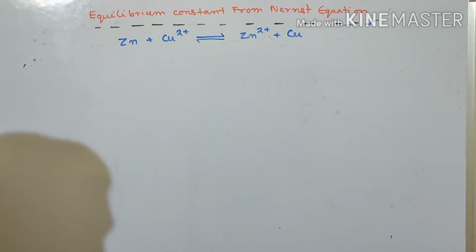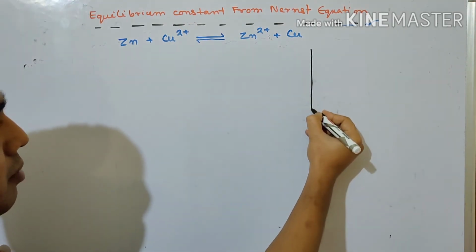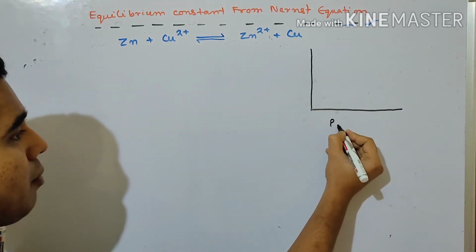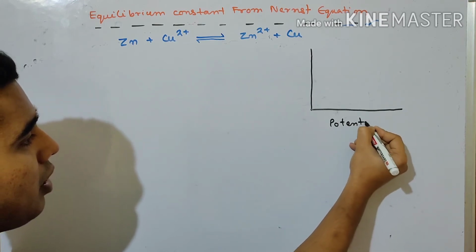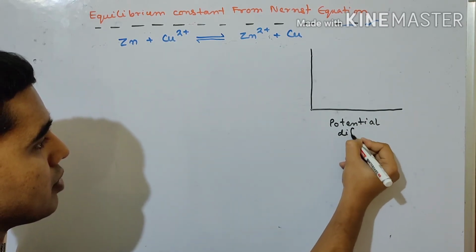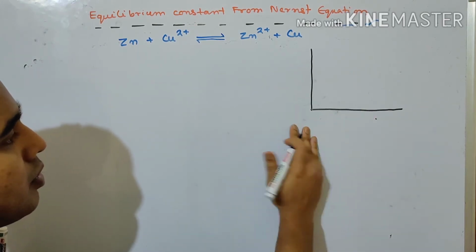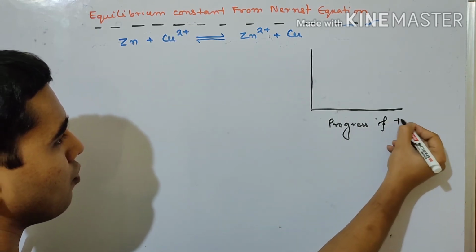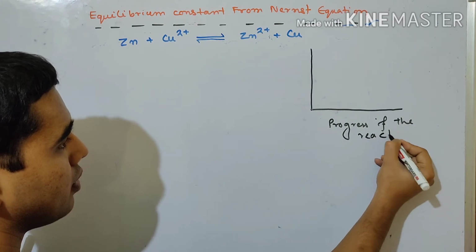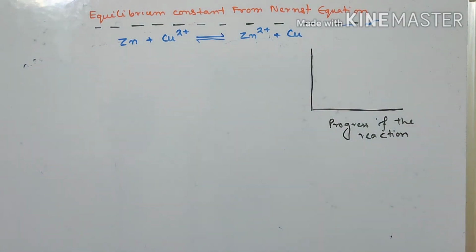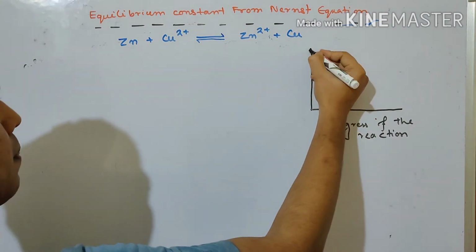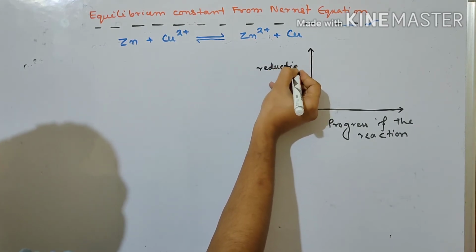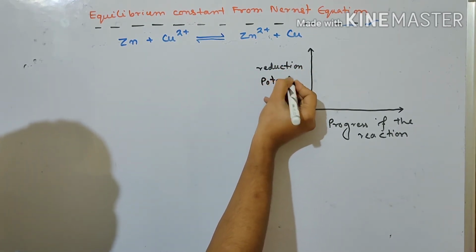If they attain the equilibrium, then we will just plot a simple graph to let you know about the idea of it. So on this side we are plotting potential difference. Sorry, we are plotting progress of the reaction on this side and reduction potential on this axis.